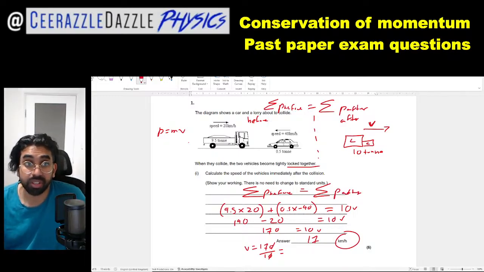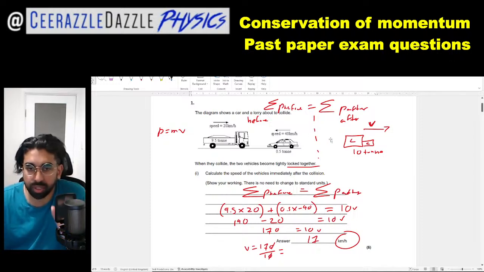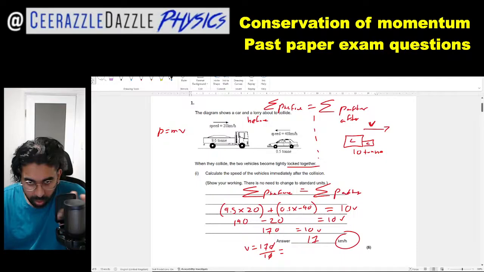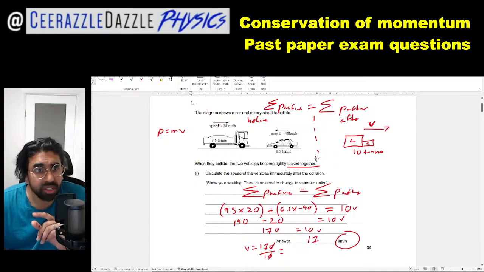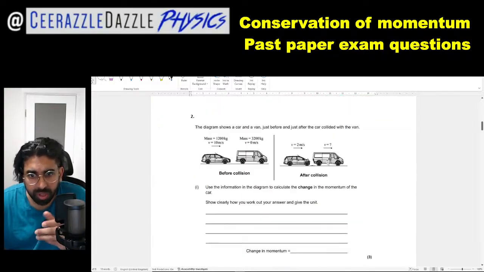Right, so that's the first question done. Okay, let's try another one. Make sure that you recognize that in order to tackle these questions, you are going to be doing a before stage and an after stage, and then looking at the formula, the total momentum before, total momentum afterwards, and then you're going to just do the algebra afterwards. Okay, so that's the first question. Let's do the next one. The more you do, the better that you'll get.